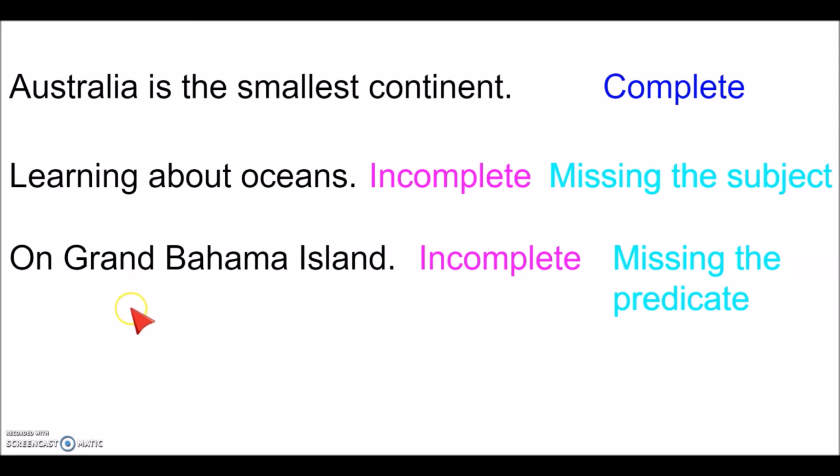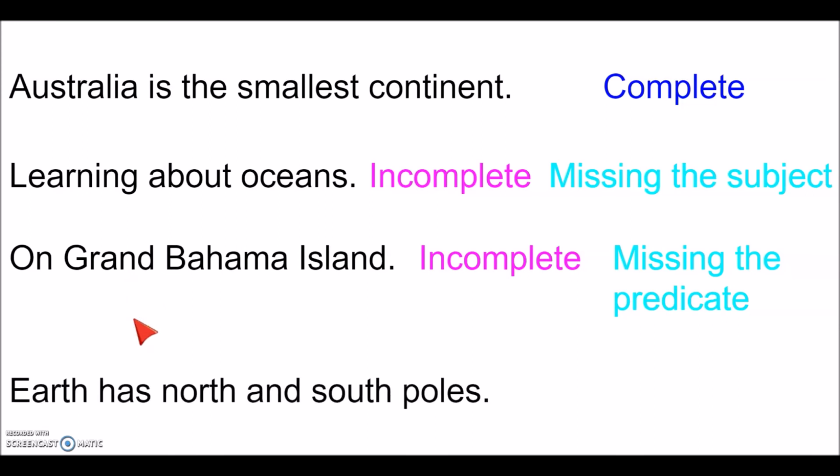Let's do one more before we finish up. Earth has north and south poles. Complete or incomplete? You tell me. If you said complete, you're right, because Earth is the subject. And what is it telling us about Earth? It has north and south poles. It has a predicate. So this has a subject, Earth, and a predicate, has north and south poles. Complete sentence.